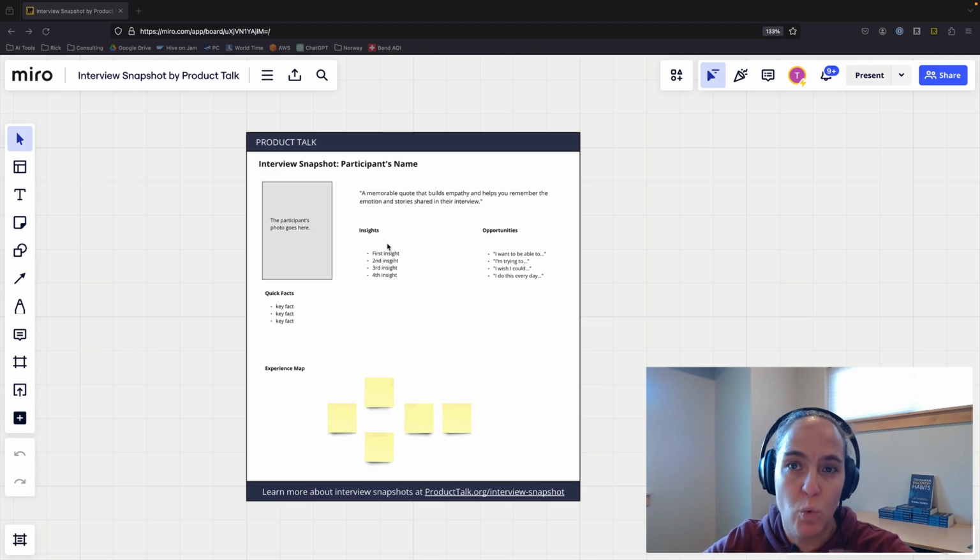Now, it's not always one fact, one insight. You might have fact, fact, fact, and then insight. But again, a good synthesis tip is to distinguish between what specifically happened and your judgment or interpretation of that activity. All right, that's the interview snapshot in a nutshell. If you need additional help, if you look on the bottom of this template, you will find a URL that will lead to far more detail about how to use this template.